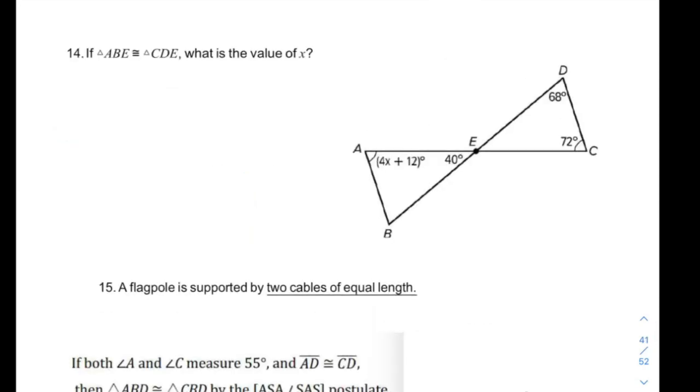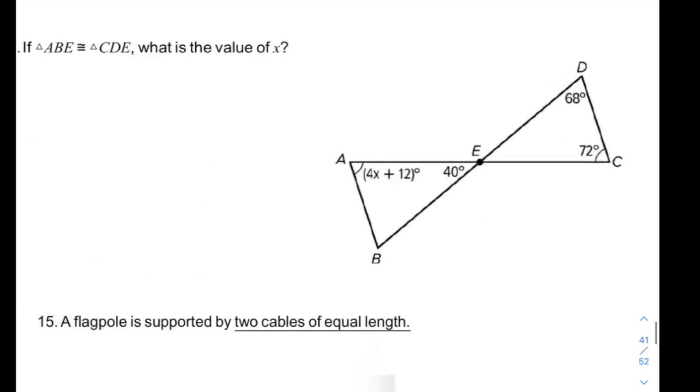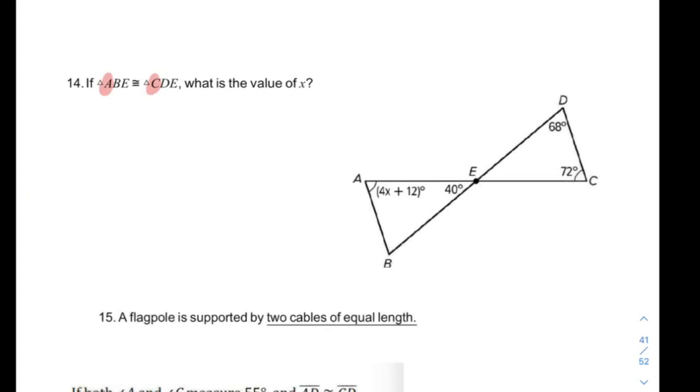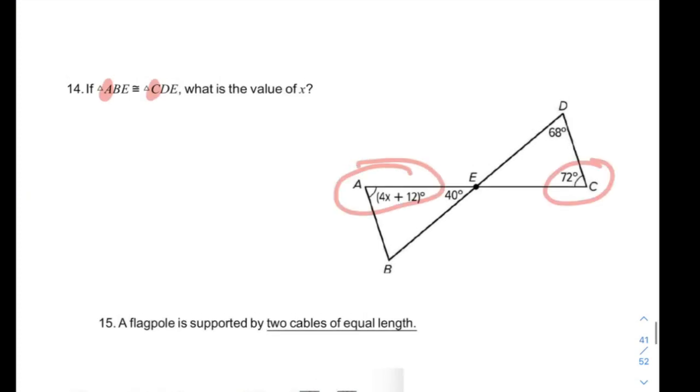If triangle ABE is congruent to CDE, what is the value of X? Now, let's look at the angles here. Angle A should be congruent to angle C. This is angle A, and this is angle C. So use the statement of congruence properly and clearly. So measure of angle A is equal to measure of angle C, and we will replace. And if you solve, this will be 15.